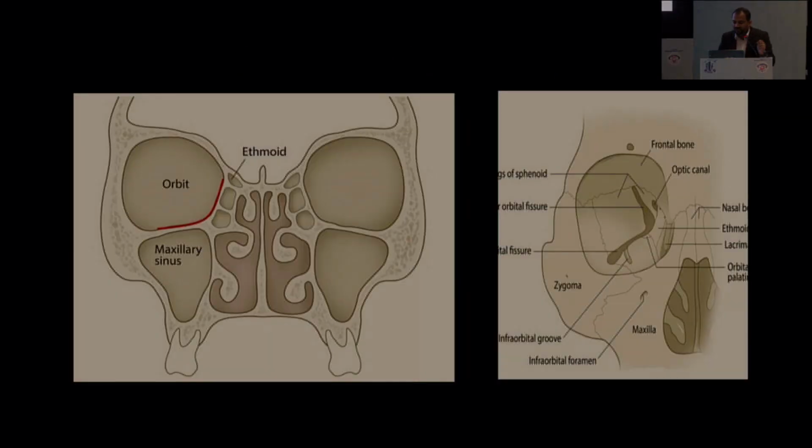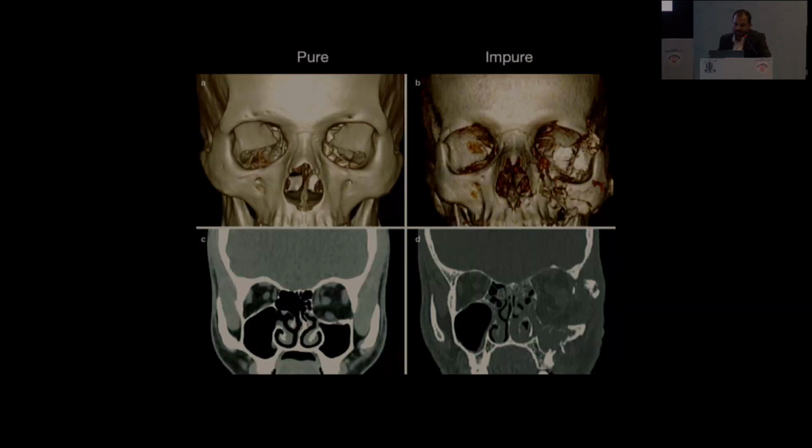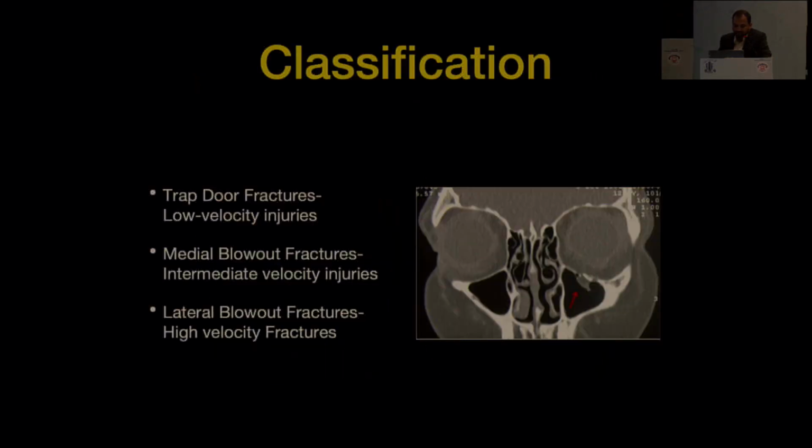Briefly introducing fractures of the orbital wall: the common fracture sites of blowout fracture of the orbit, shown in this red line, are the medial wall and the floor of the orbit, just medial to the infraorbital groove, which is the thinnest part. And coming to this picture, it can be a pure fracture, just a blowout fracture of the floor, or it could be impure, wherein the orbital margins are involved.